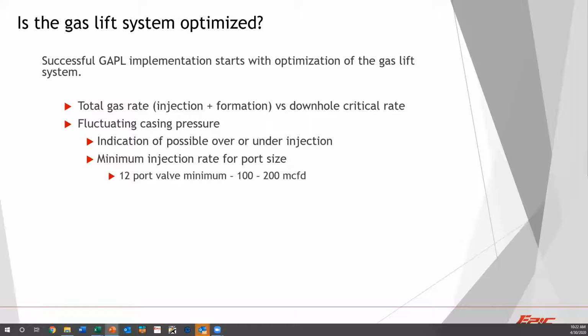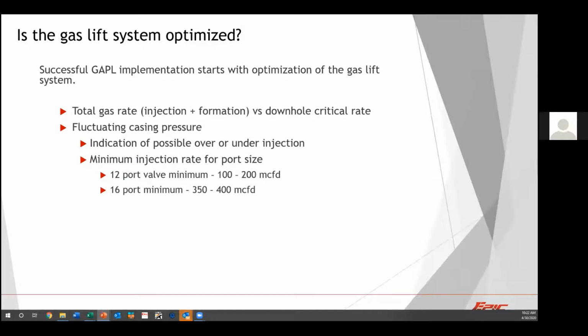For a 12-port valve, we have to be injecting at least 100 to 200 MCF of gas for it to stay fully open, depending upon our tubing pressure or our casing tubing differential at the injection point. The lower the differential, the less gas that can actually pass across that valve. With a 16-port valve, we need to be injecting a minimum of 350 to 400 MCF. So it's really important for us to be taking a look at how much gas am I really going to need to inject to optimize my well when I'm deciding what size port I'm going to use with my gas lift system. And this is why an orifice on the bottom is so advantageous.